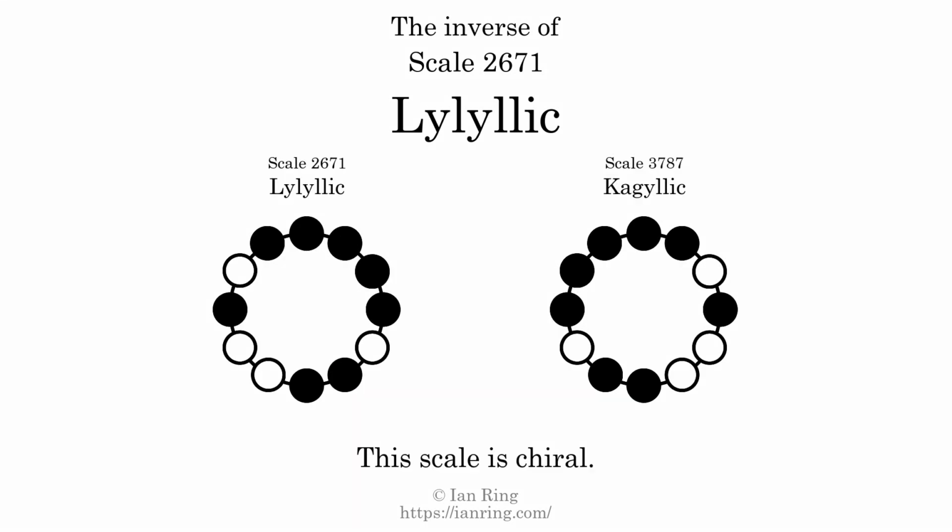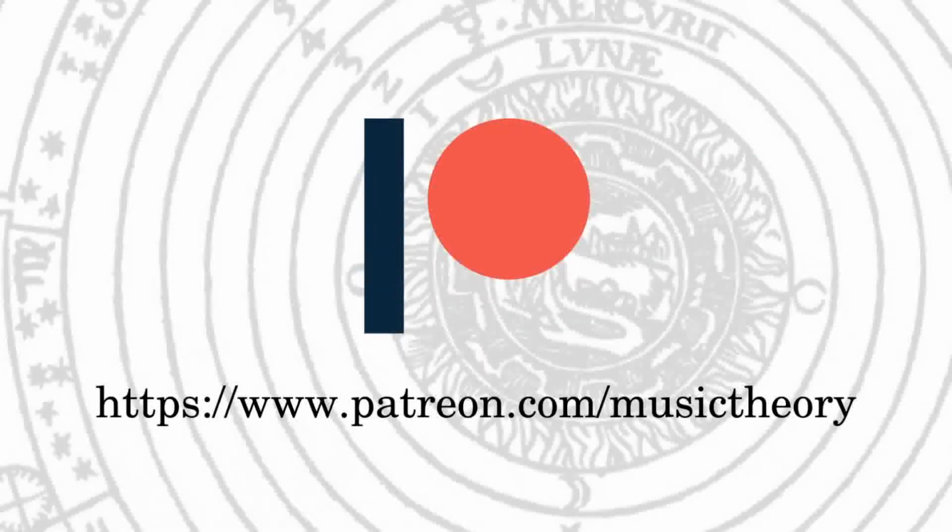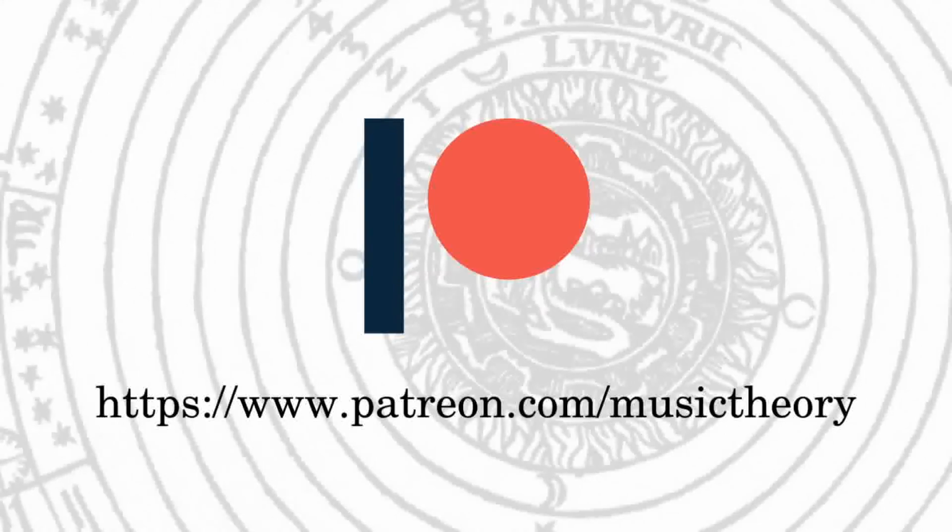The inverse of a scale is a mirror image. It is what you get when the sequence of intervals is reversed. The inverse of this scale is scale 3787, also known as Lylyllic. This scale is chiral. It cannot transform into its inverse by rotational transformation. This scale has no rotational symmetry. For even more detail about this scale, visit ianring.com/musictheory/scales/2671.